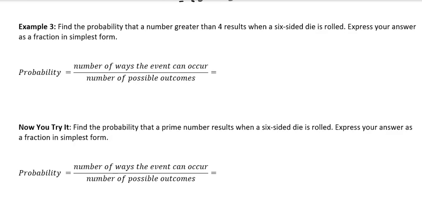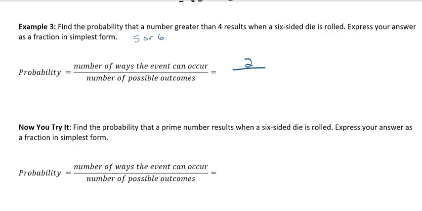Okay, so this next question asks us to find the probability that a number greater than 4 results when a 6-sided die is rolled. So what does greater than 4 mean? That means that we've got 5 or 6. How many ways can our positive result happen, the thing we're looking for? That's 2 ways, either a 5 or a 6.